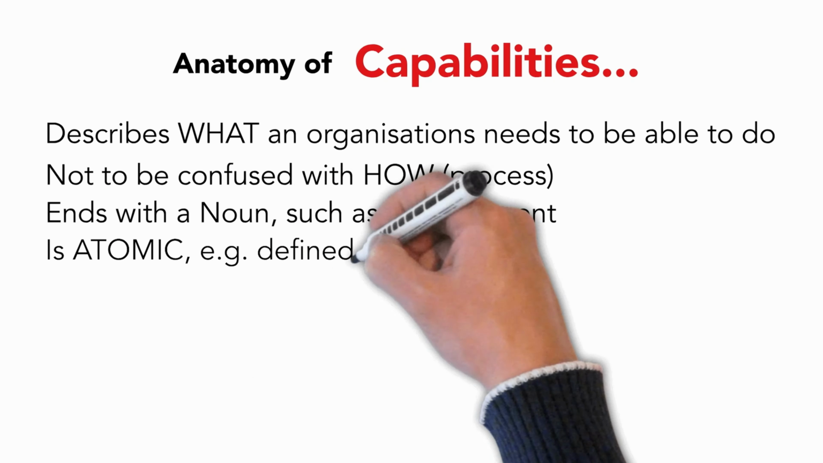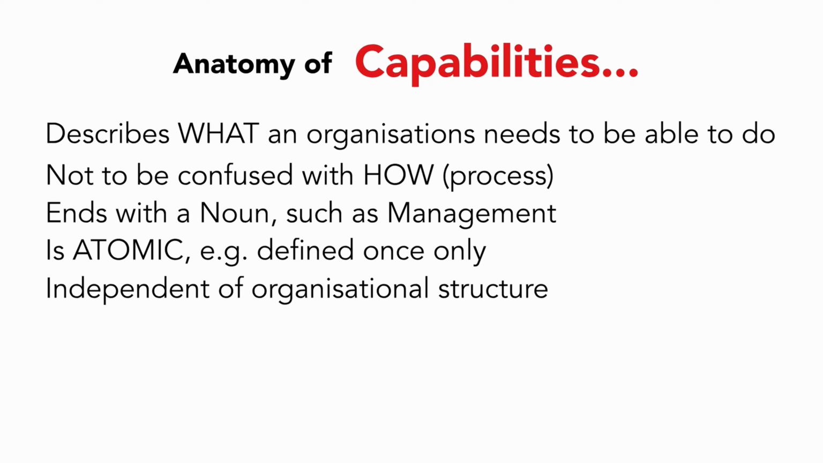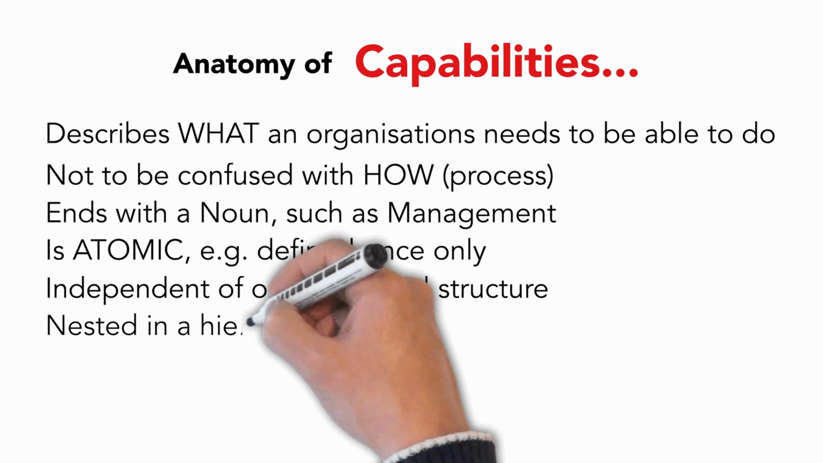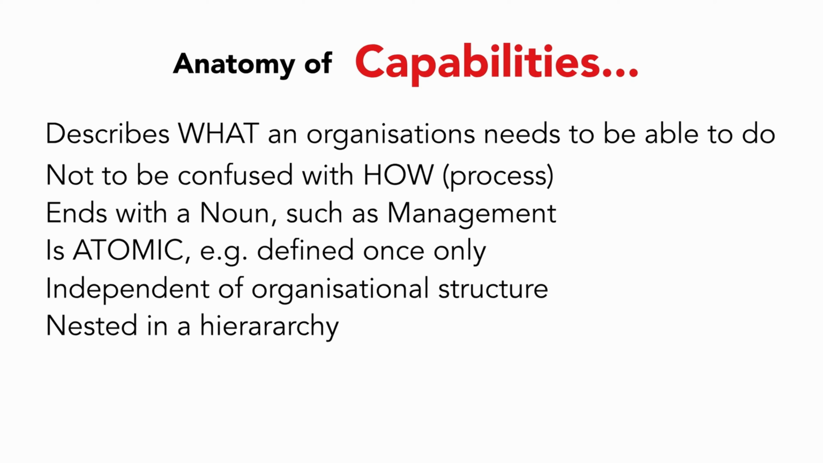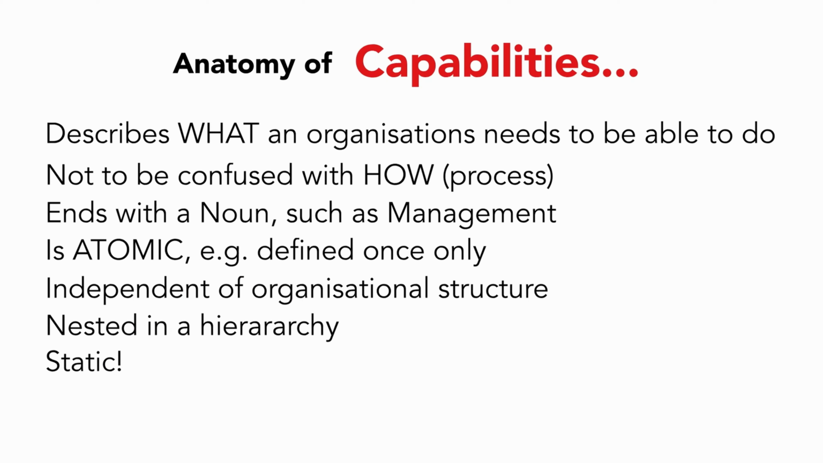A capability is atomic and defined once only, regardless of the structure of the organization and regardless of the number of locations of the organization. A capability should always follow the MECE principle, mutually exclusive and collectively exhaustive. I have made a video on the MECE principle and I have left a link in the description of the video. A capability is independent of organizational structure, and a capability is often nested in a hierarchy. And most importantly, capabilities are static and rarely change, which means that once we have defined capabilities, they rarely change.